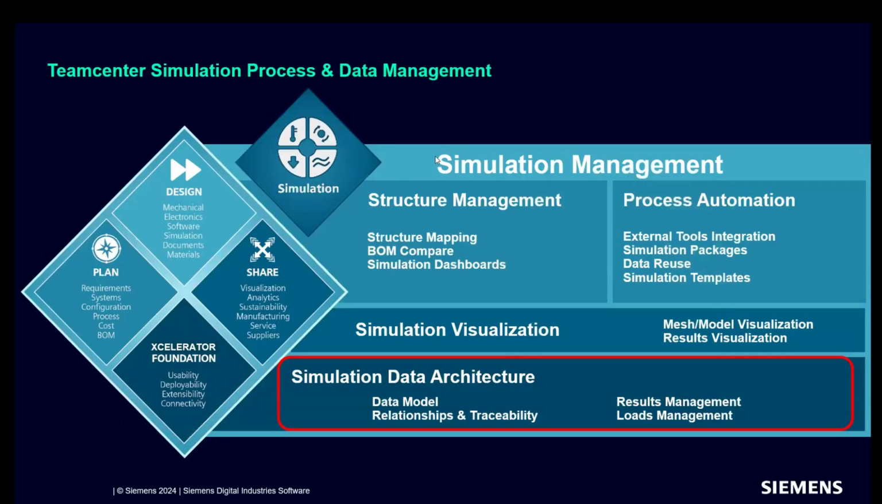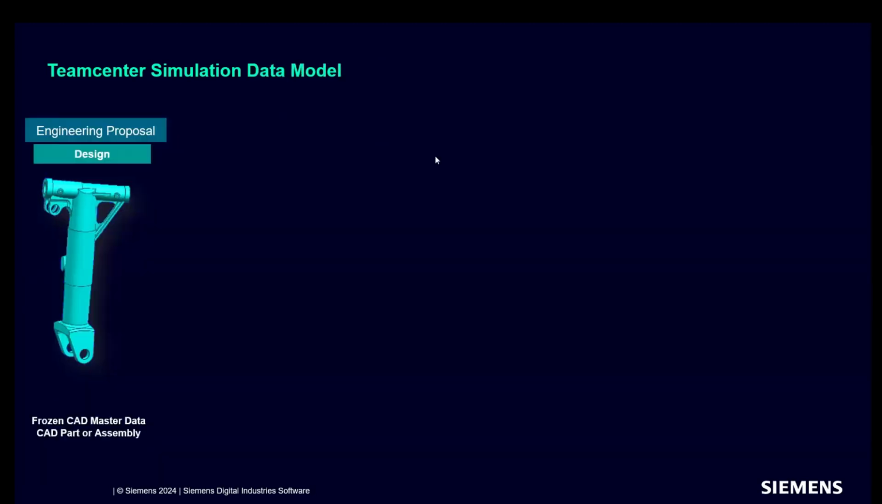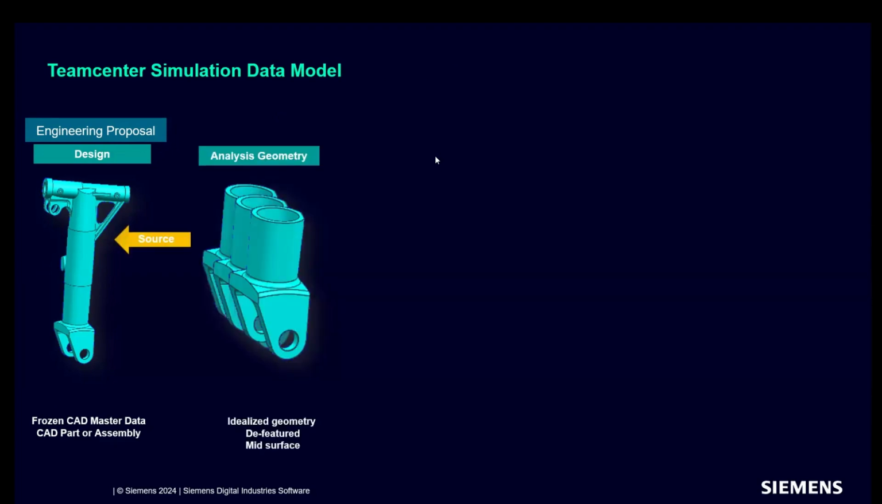So there are a lot of different parts that we can support in simulation data process management. We're just real quickly going to highlight a couple, and we're going to talk about our simulation data architecture. That's kind of at the heart of what we do. Our simulation data model does allow for capturing everything from the engineering proposal and the initial design, where you've got frozen master CAD data, a CAD part or an assembly, and how the analysis geometry that's going to be used is tied to that. Many times this geometry is idealized, defeatured, or mid-surfaced in order to create a finite element model, but it is important to know how it relates back to that original CAD model.